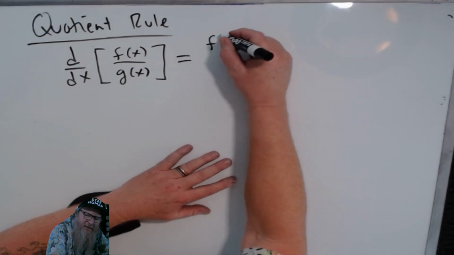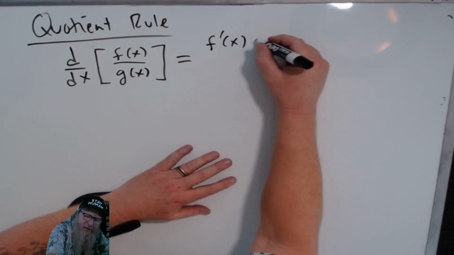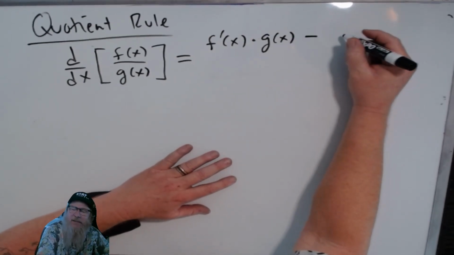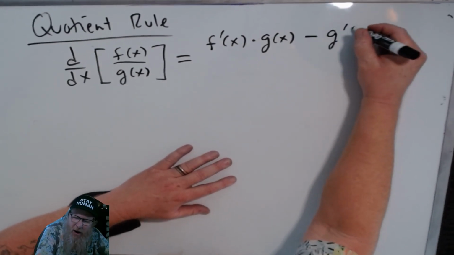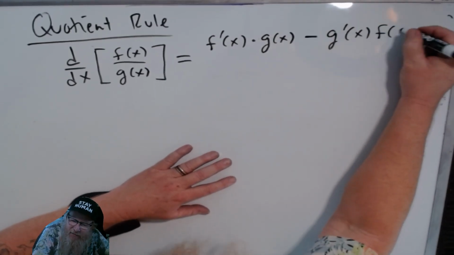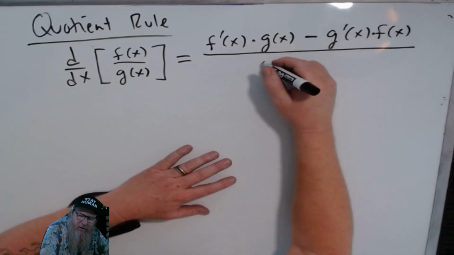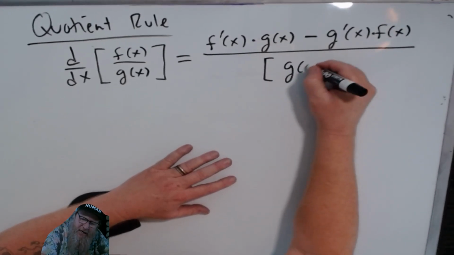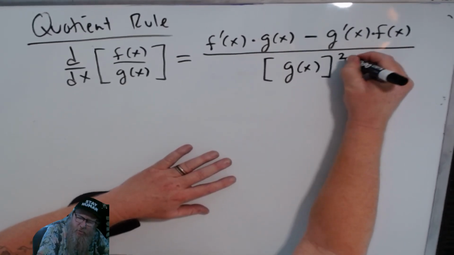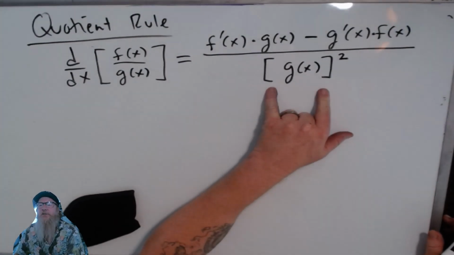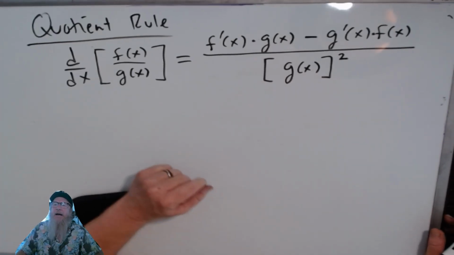What it is, it's f prime times g minus g prime times f, over g squared. The whole function squared. That's why I use an extra set of brackets here.